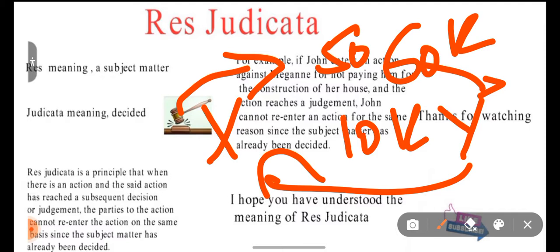Okay, so this exactly is the meaning of res judicata. It means that a subject matter has already been decided. So courts will no longer entertain the appeal of Mr. X because the issue has already been decided.